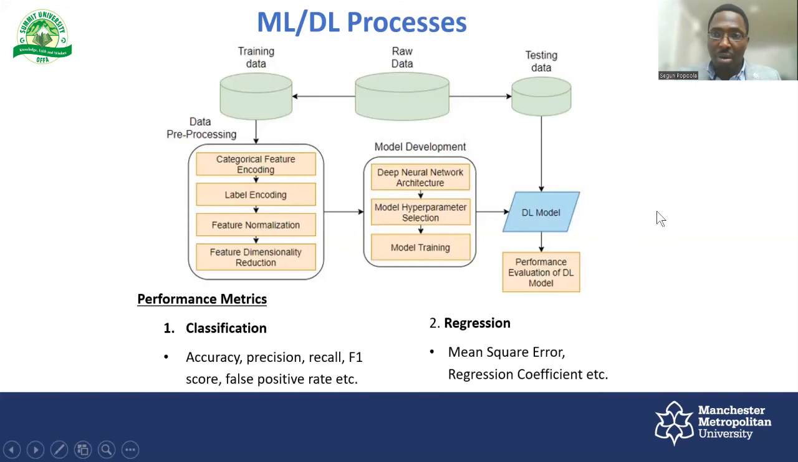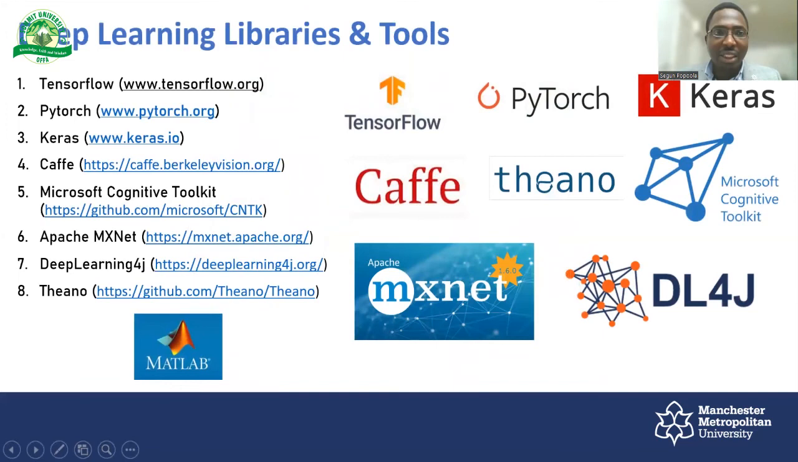Now, to get started on the practical side, there are deep learning libraries and tools that you can use. I know popularly in academics, we use MATLAB. MATLAB also has toolboxes for machine learning and deep learning, but the downside to MATLAB is that it's commercial software which is not freely available. You need to buy it, you need to pay for the software. But the good news is that we now have other open source libraries, tools, and software that you can use freely without needing to pay anything.